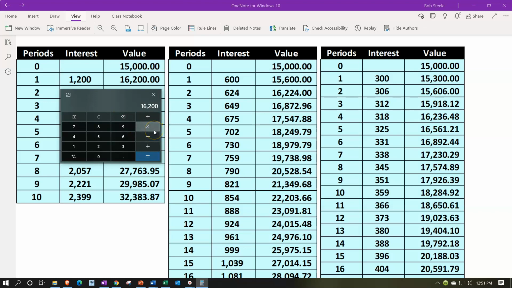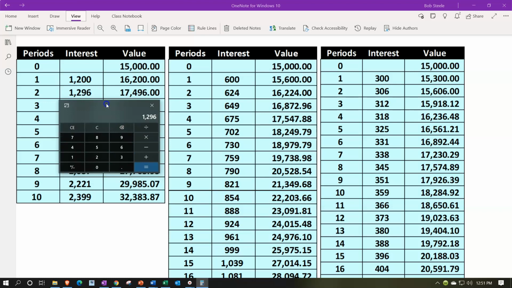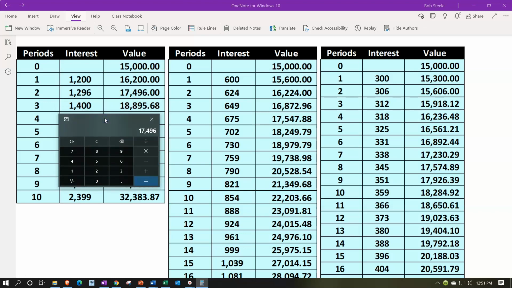Taking that times the 8%, 0.08, would give us the 1,296. Adding that then, 16,200 plus 1,296 gives us the 17,496. Times the 0.08, that's going to give us about 1,400, and then adding that to the prior balance of 17,496 would give us the 18,895.